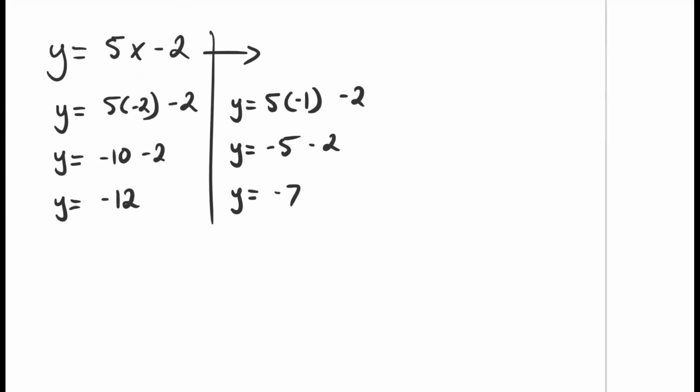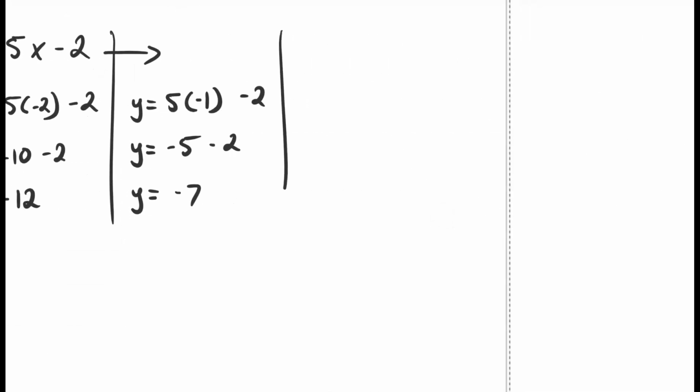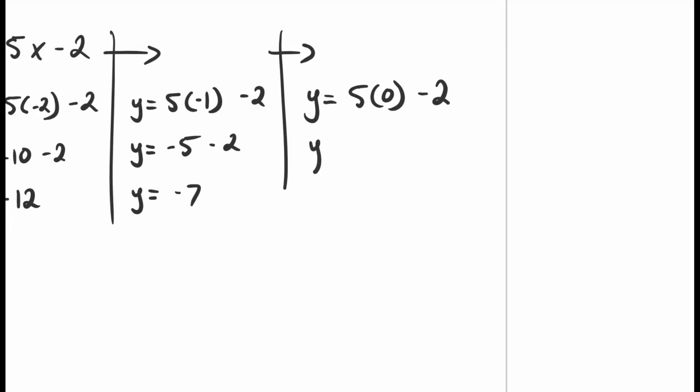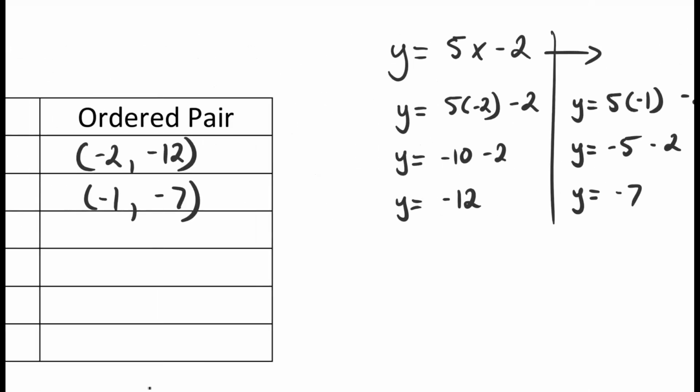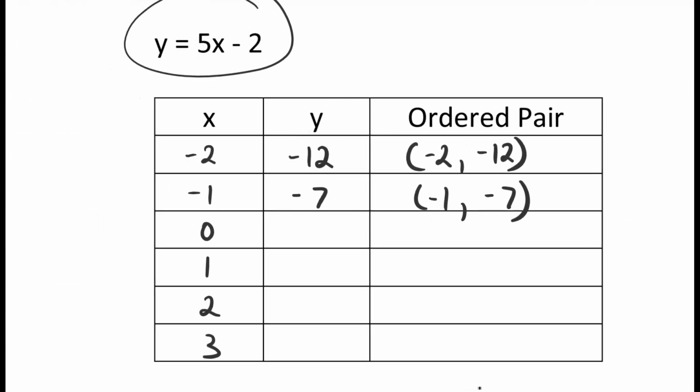Now we're going to use x as 0. Same equation. Y equals 5 multiplied by 0, subtract 2. Y equals 0, subtract 2. And that ends up with y equaling negative 2. Back over to your table. When we used x as 0, y was negative 2. So x first, y second.